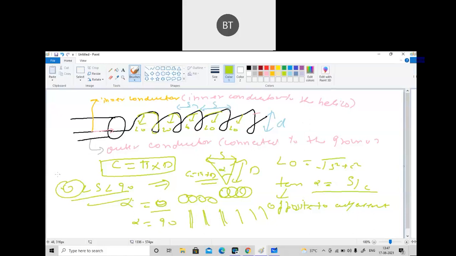So always we have to put the alpha, the spacing between 0 to 90 degrees. So this is the theoretical part of this helical antenna. Now we will see some formulas based on this. The spacing will always be between 0 to 90 degrees. So we will see some formulas based on this helical antenna, which used to be asked in the paper.